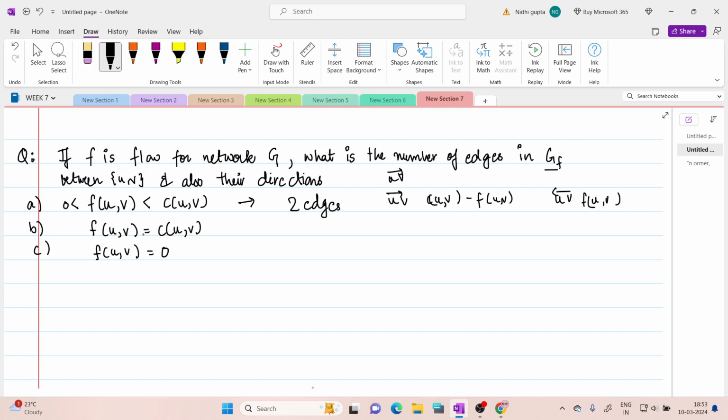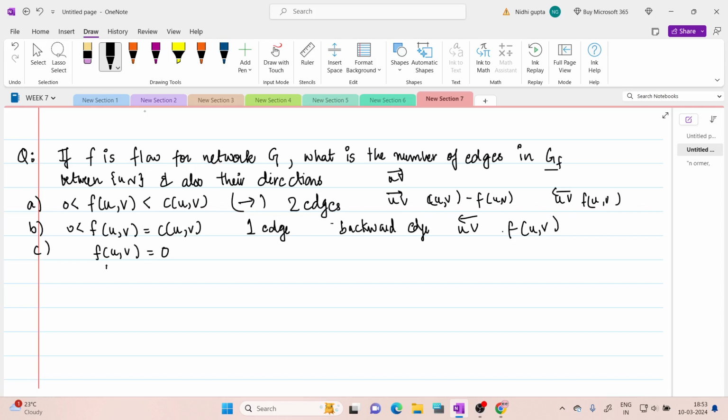Now if flow is equal to capacity, how many edges will there be? One. Are you sure it will be a forward edge? No, so it is backward. A backward edge with the flow value. The forward edge is the difference, but there is no difference, so there will be a backward edge with flow value, and the weight will be f(UV).